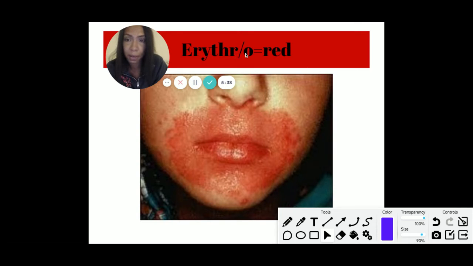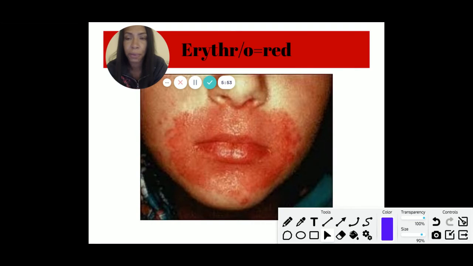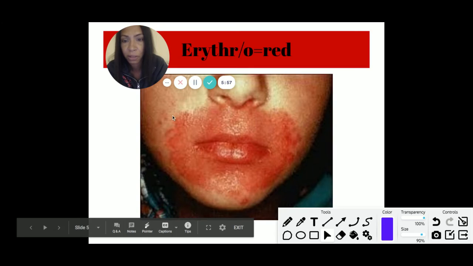Erythro is another common color term that we're going to use. It's one of the big signs of inflammation, and so we see it a lot in skin conditions. We'll see redness, and I'll have you pause your video and see if you can come up with maybe 2 or 3 terms that you could come up with using the root erythro to describe a reddening skin.